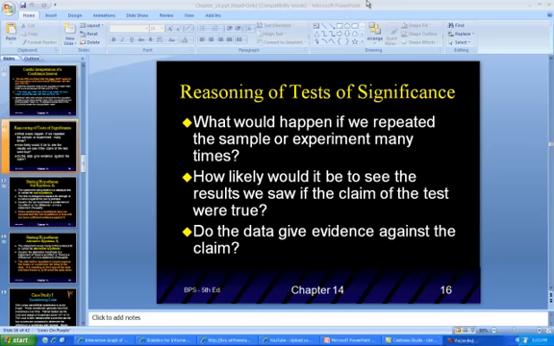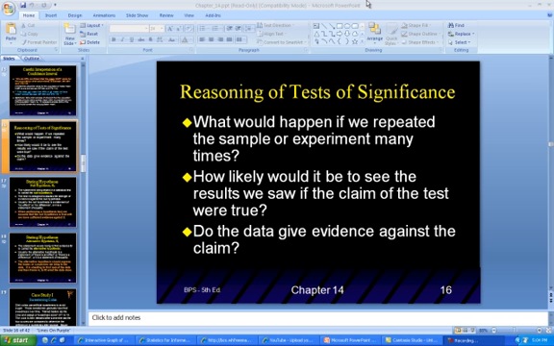Alright, now we continue with chapter 14, video part 3. I told you it was a heady chapter, so take your time and review the others if you have to. So we left off with looking at tests of significance, and now let's go on a little bit further.